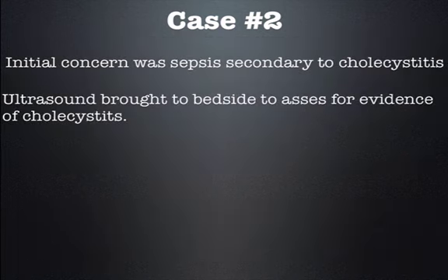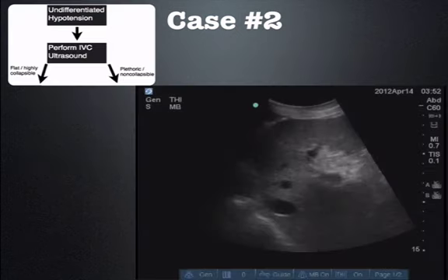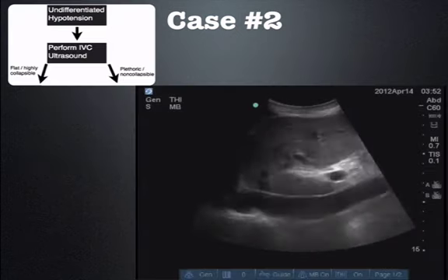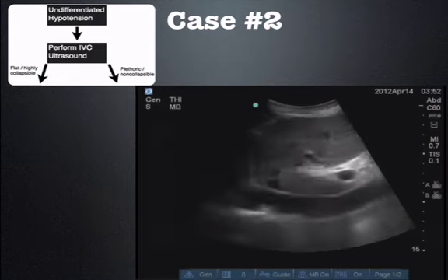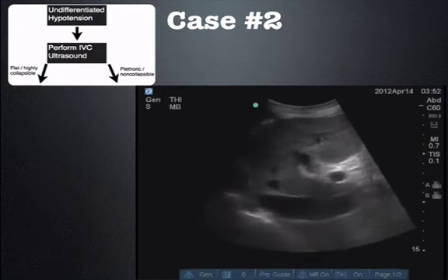Initial concern was sepsis secondary to cholecystitis. Ultrasound was brought to the bedside to assess for evidence of cholecystitis. While looking for the gallbladder, this is what we saw. So here you can see a plethoric, non-collapsible IVC. Could this be an obstructive shock case?